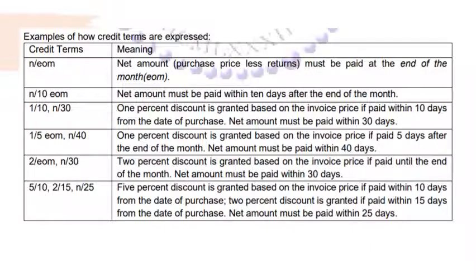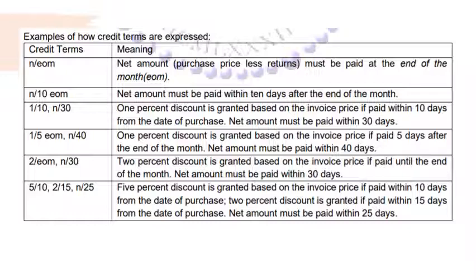So these are some examples of how credit terms are expressed. For example, we have N over EOM. It means that the net amount must be paid at the end of the month. That is the EOM, end of the month. If it is N over 10 EOM, it means that the net amount must be paid within 10 days after the end of the month.